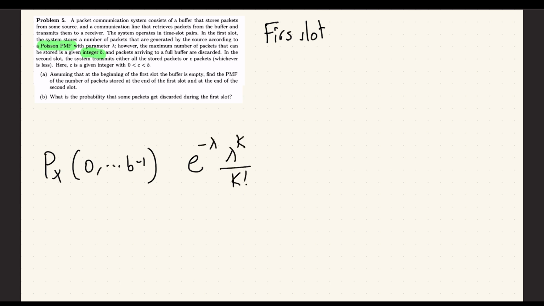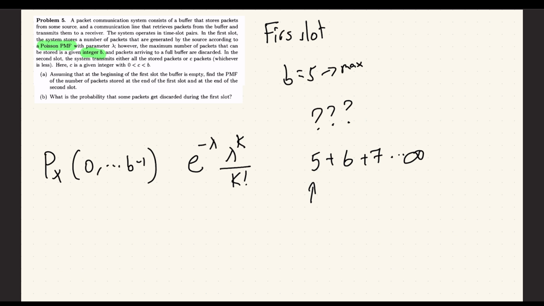So far, so easy. Now, when you hit b, let's say b is equal to 5. Let's say the max amount of packets we can store is 5. What is the probability of having 5 packets stored? Right? It's the probability of having produced 5 packets plus the probability of having produced 6 packets plus the probability of having produced 7 packets all the way up to infinity.